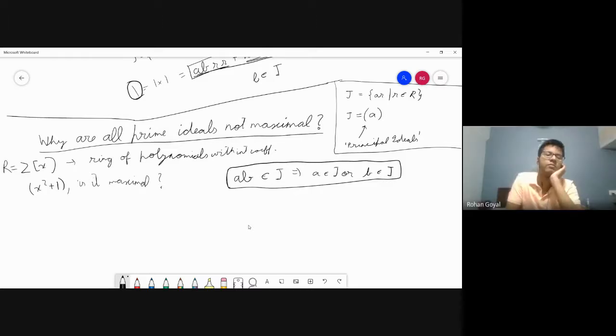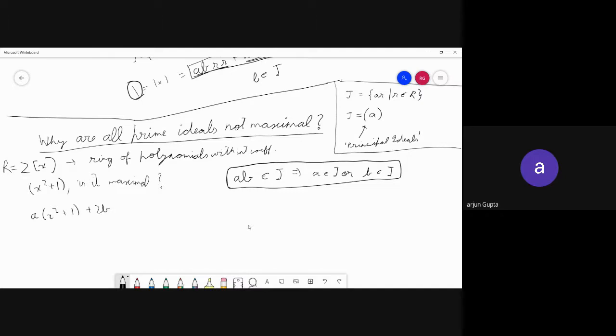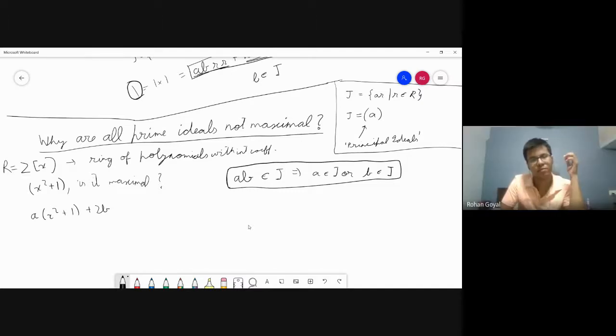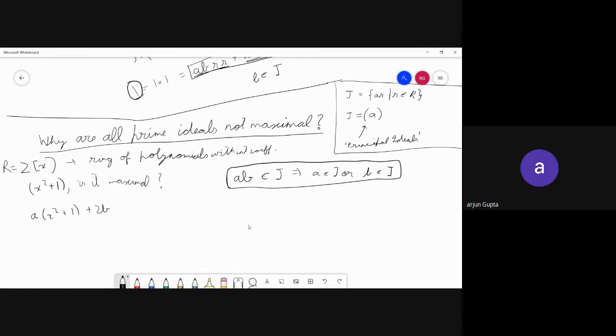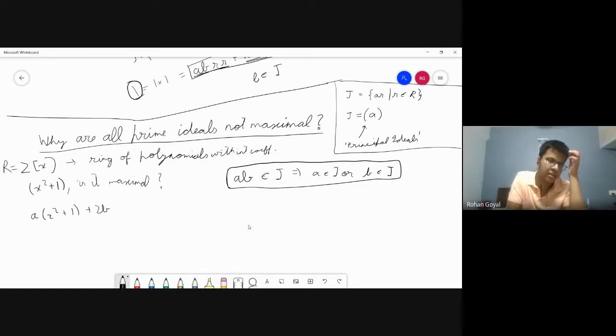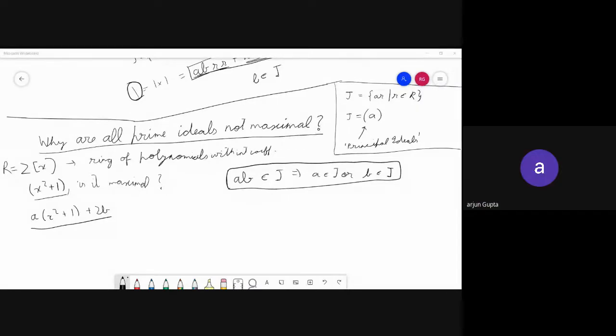It's actually not maximal, because you can consider a times (x squared plus 1) plus 2b, numbers of this form. What is b, like its range? b is any polynomial again. And why exactly is it prime? I said x squared plus 1 is prime. I'm saying this is a larger ideal and it does not encompass everything. Why exactly is x squared plus 1 a prime ideal?